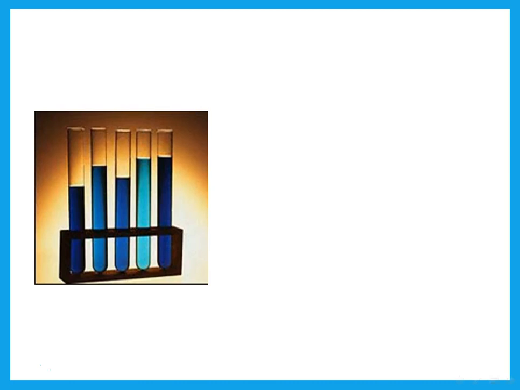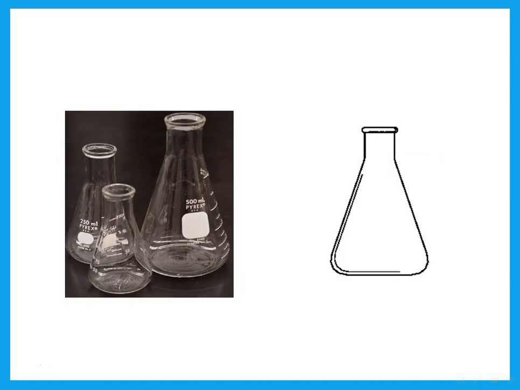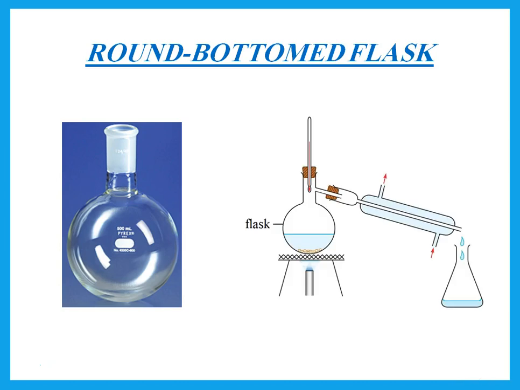Of course, this is called what? This is a test tube, and this is just to put solutions in. This is what? Conical flask, round bottomed flask. This is the kind of flask that we attach to a condenser. You can call it round bottomed flask, or you could just name it flask.